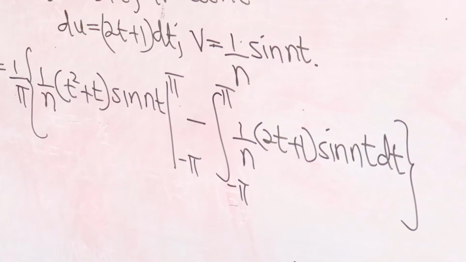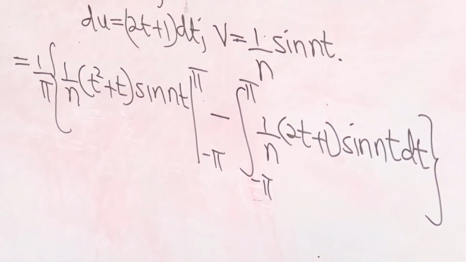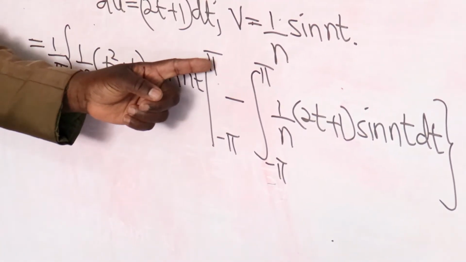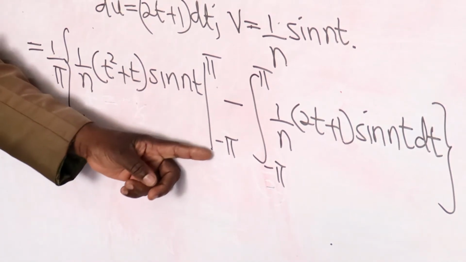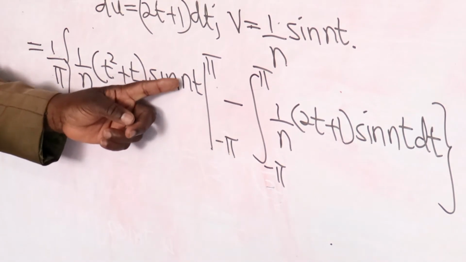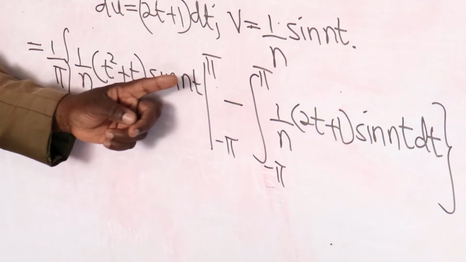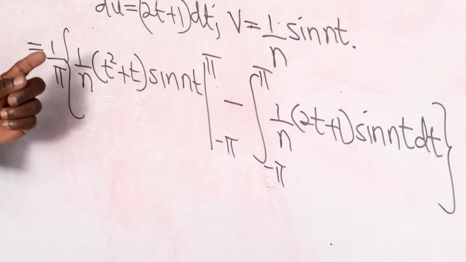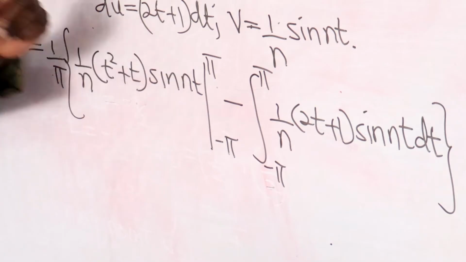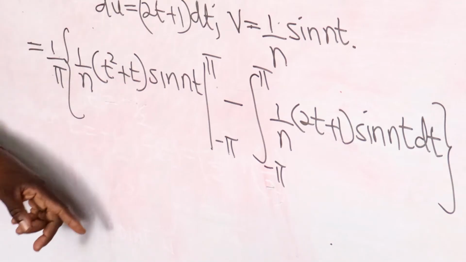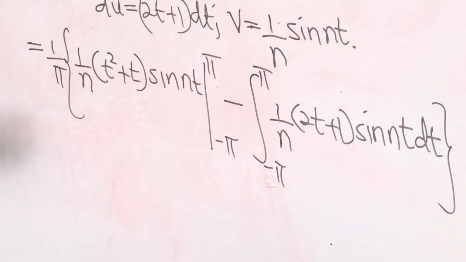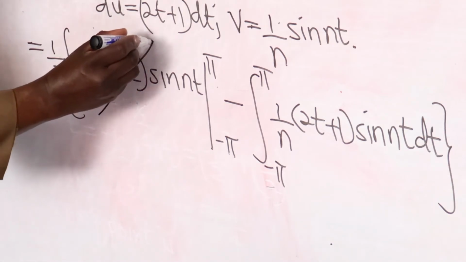Now, as you can see, if we insert pi here, this will be sine n pi. If we insert negative pi, it will be sine negative pi n. The negative can come forward, so we'll remain with sine n pi. But any sine n pi is normally equal to what? 0. So the whole of this thing now comfortably approaches 0.